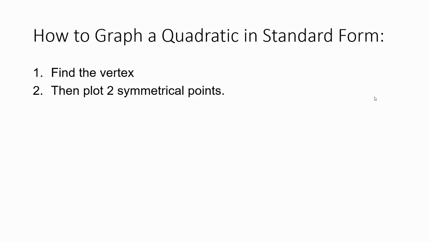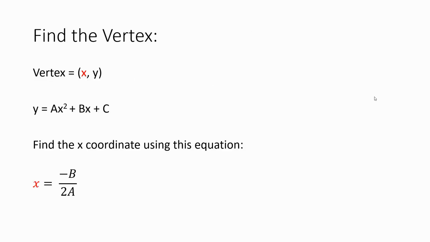Okay. So we are going to follow two steps. The first thing is we need to find the vertex. And then we need to find 2 points, one on either side of our vertex, and graph those 2 points. So we need to plot 3 points today. To find the vertex, our vertex is x comma y.